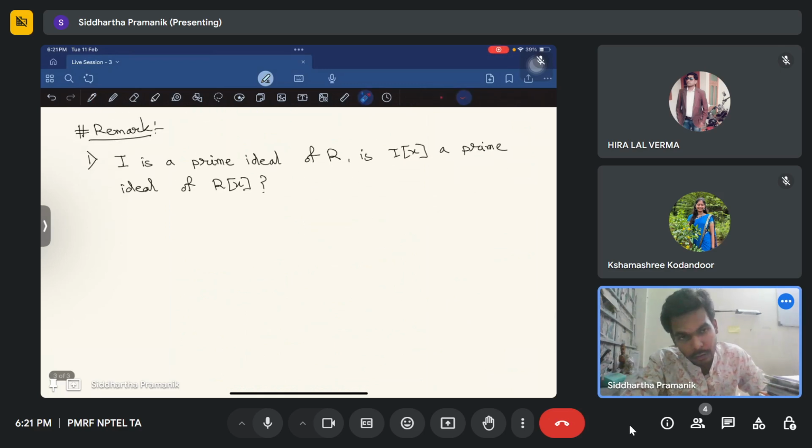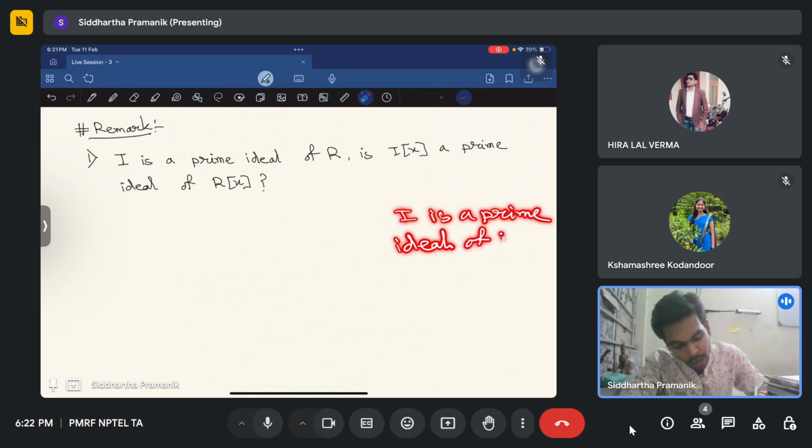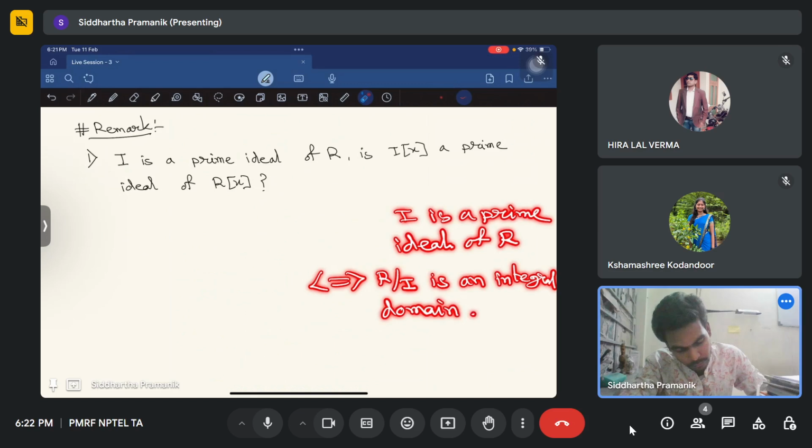So what is a prime ideal? I is a prime ideal. What are the equivalent conditions of prime ideals? I is a prime ideal of R if and only if R mod I is an integral domain, right? So can you use that fact? Using this, can you say something about this question?